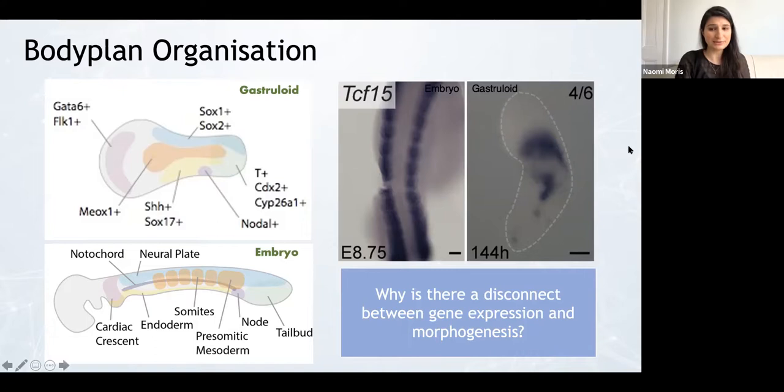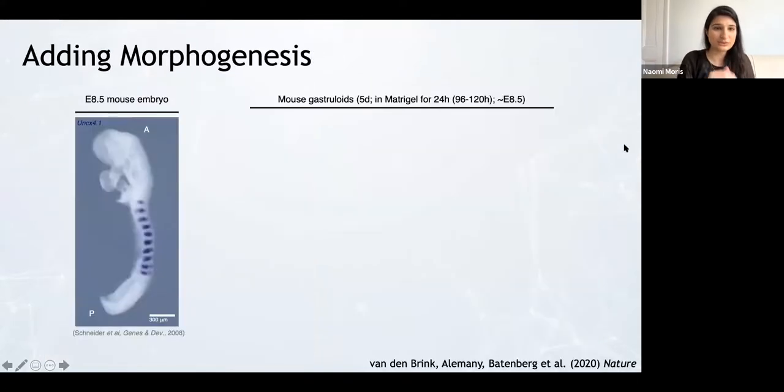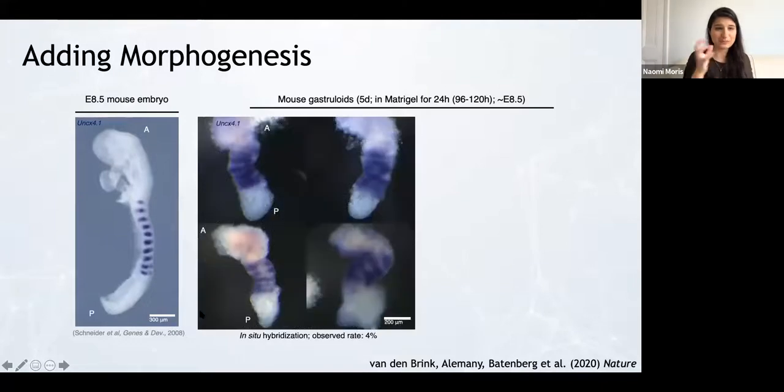And so collaborating with a team at the Hubrecht Institute in the Netherlands, they looked specifically at this somitogenesis morphology. And in the mouse, you have these gorgeous stripes of this marker gene UNCX4.1 that you can see here marked in blue. And they found that when you embed these mouse gastruloids in Matrigel, which is obviously an ECM-like gel, but in quite a low percentage of Matrigel, you can start to see stripes appearing in these gastruloids using the same marker.